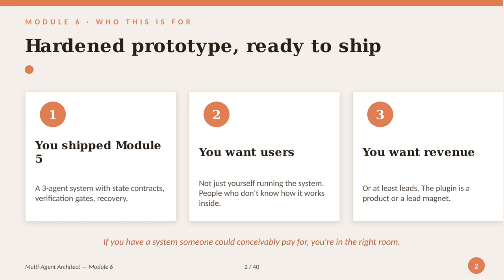Card 3. You want revenue, or at least leads. The plugin will be either a paid product or a lead magnet. If you don't want either, this module's overhead doesn't pay back. If you have a system someone could conceivably pay for, you're in the right room. The shipping discipline is the same whether the price is $0 or $499.